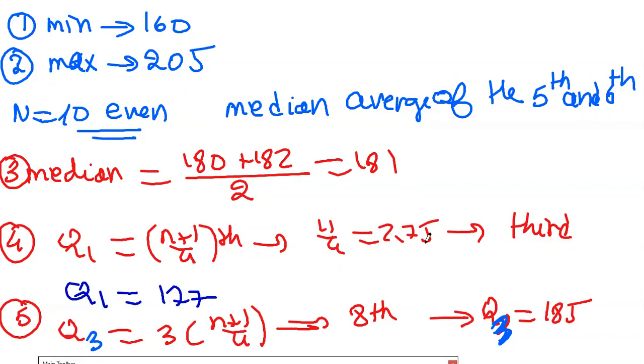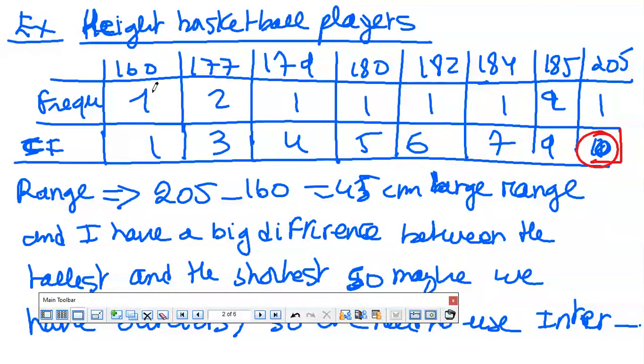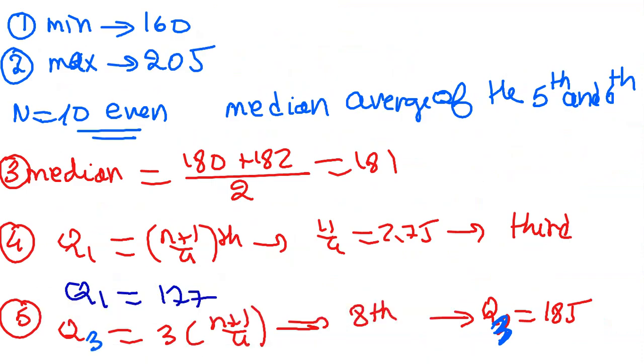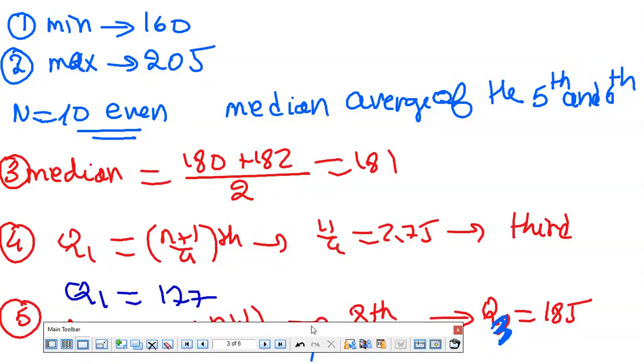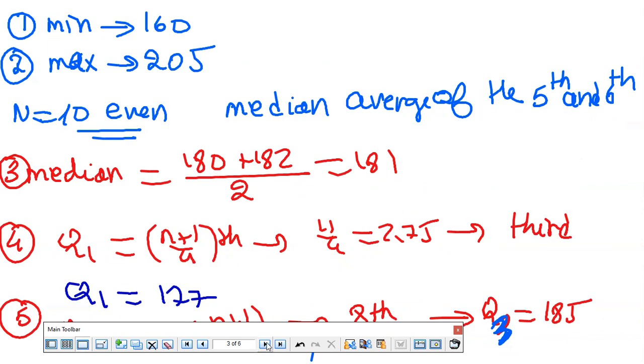I'm going to find the first quartile: n plus 1 over 4. It means it's 2.75, so it's the third height. What is the third height? It's here. Because here I have 1 and here I have 2. 2 plus 1, 3. So this is the third height. That's 177. And to find the third quartile, Q3, it's 3 times n plus 1 over 4. So it will be the eighth value. I look at the table here. The 8 is here. So it's 185.